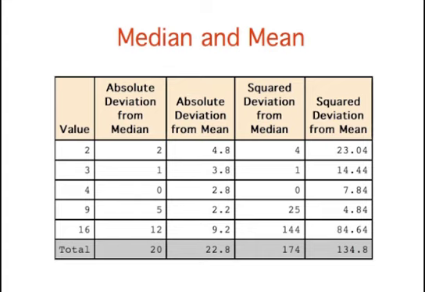mean is 23.04. By looking at the last row, you can see that the sum of absolute deviations from the median is smaller than the sum of absolute deviations from the mean. This will always be the case since the median minimizes the sum of absolute deviations. On the other hand, the sum of squared deviations from the median is larger than the sum of squared deviations from the mean. This is the case because the mean minimizes the sum of squared deviations.